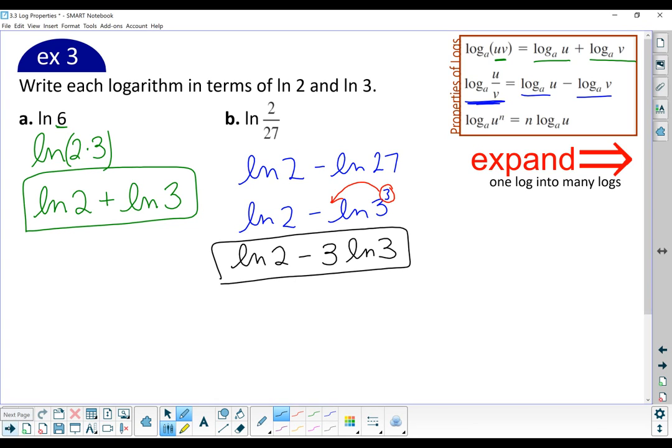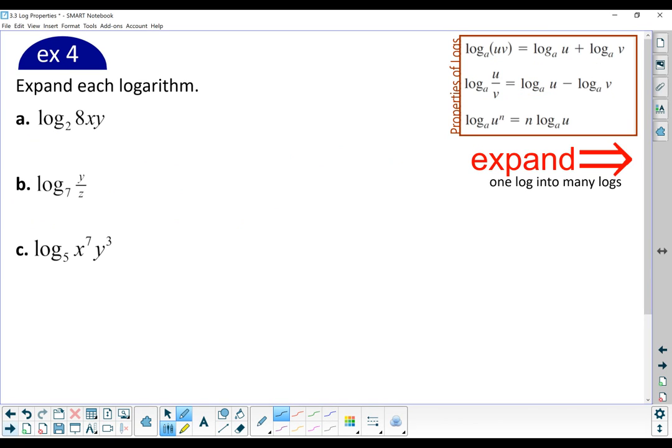All right, so that was expanding. Let's expand a little bit more, but this time just with some variables. So I have the log base 2 of 8 times x times y. So we're going to use that log product property. We're going to expand it, and because we have 3 things being multiplied together, we're going to expand it into 3 logs. So this is the same as the log base 2 of 8 plus the log base 2 of x plus the log base 2 of y.